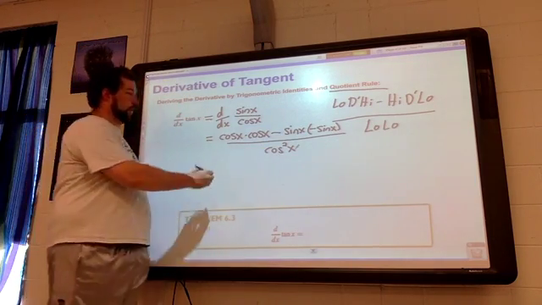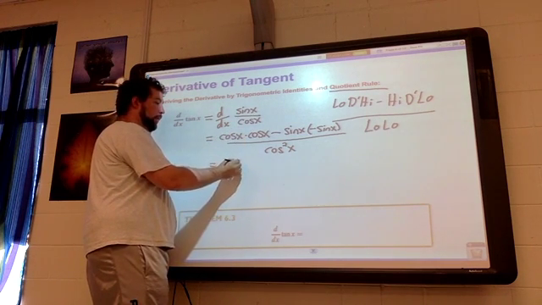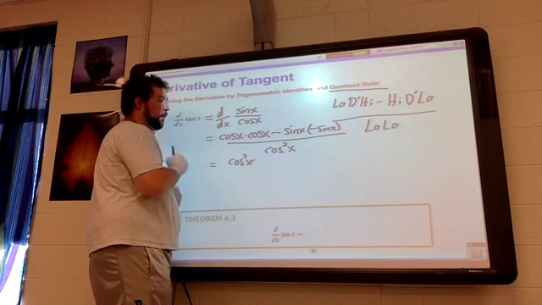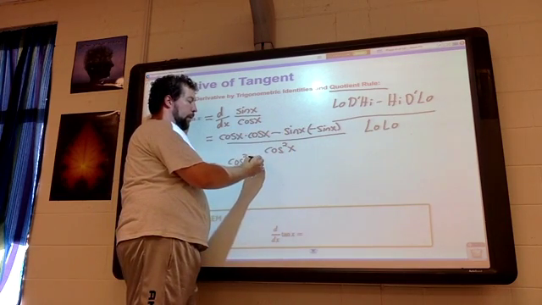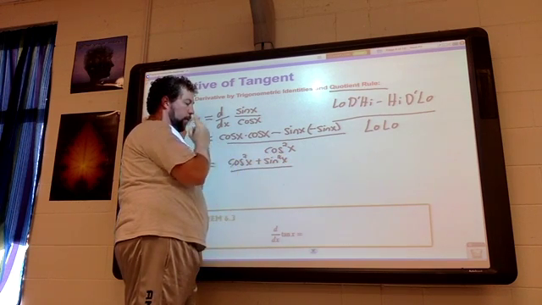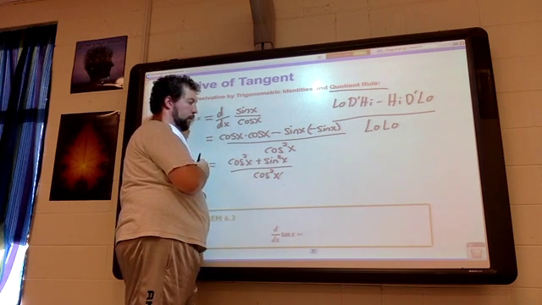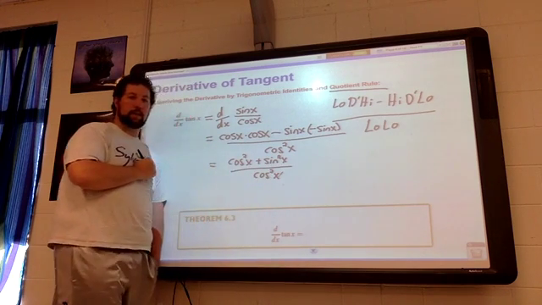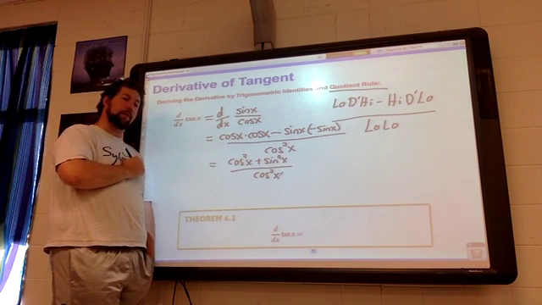All right, we clean this up a little bit. On top, we got cosine times cosine, which is cosine squared. We have a negative sine times a negative sine, so it gives me plus sine squared all over cosine squared. Well, that's kind of ugly. There's a lot of stuff there. We'll probably make it simpler.